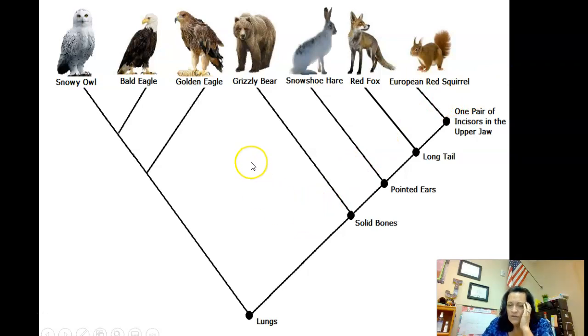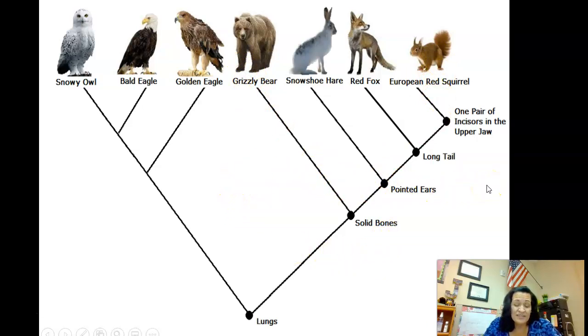If the question was, what animal is more closely related to a European red squirrel, would that be a grizzly bear or a bald eagle? Going back, these have the closest, most recent common ancestor. So the grizzly bear is more closely related to that European red squirrel. Okay.